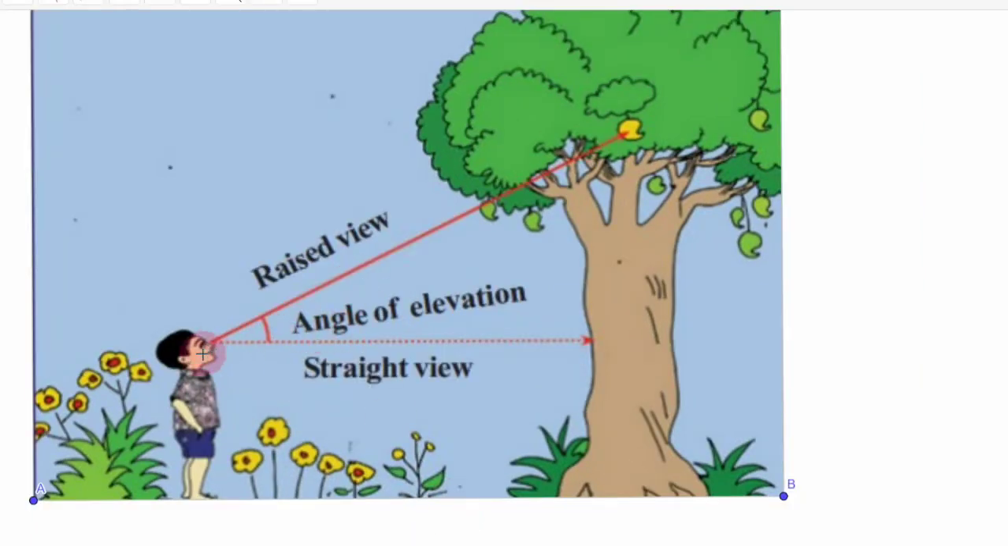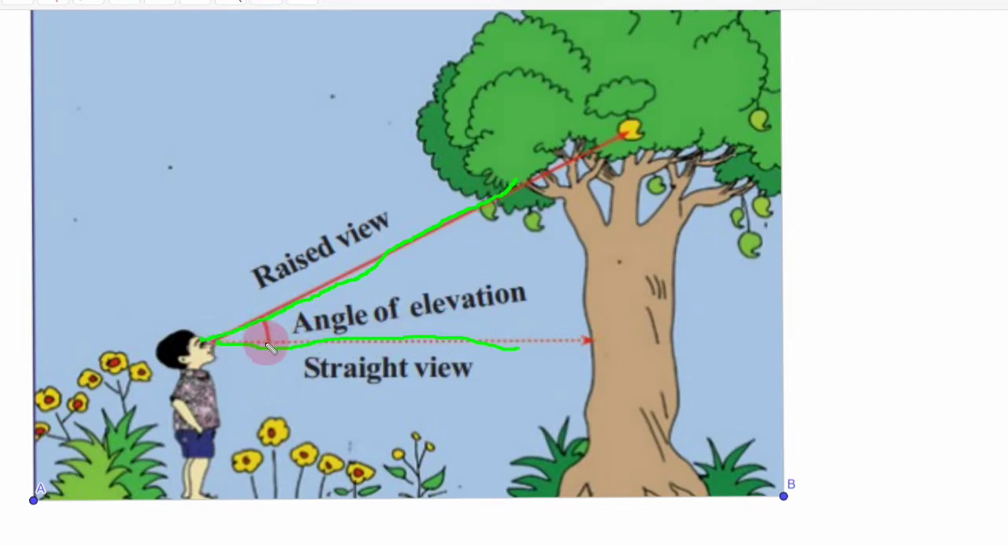See, the child wants to see the mango on the mango tree. At that time he needs to raise his head somewhat up, right? So there exists an angle between his raised view and his straight view. See, this is his raised view, and this one is his straight view.